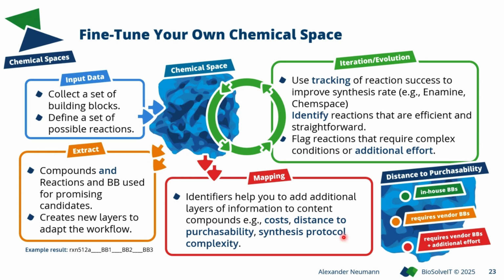Furthermore, you can also use it on the reactions where you say, okay, this is a very complicated reaction. The purification is a nightmare because there'll be a lot of stereocenters. So you can also encode additional effort as a tag into your reaction to see, okay, this is a reaction that we should avoid and only use every now and then if the compound is really promising. So if you have those kinds of things, you can extract this information, basically compounds, reactions, and building blocks for promising candidates that you can refeed into your workflow to increase its performance.